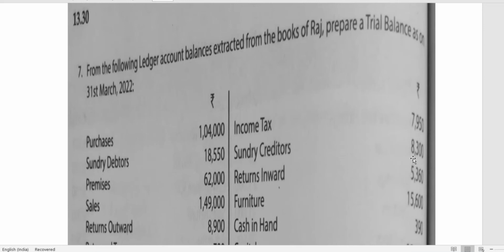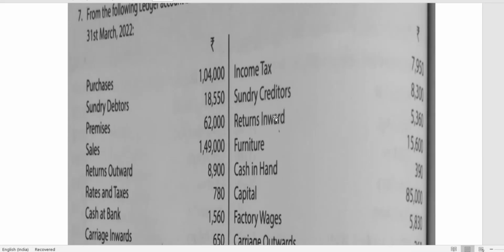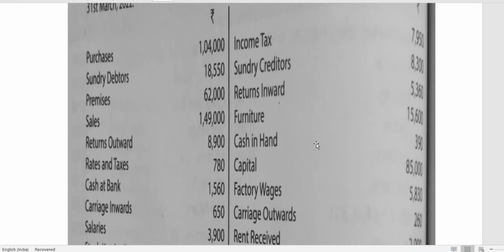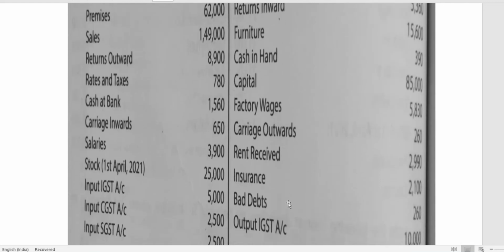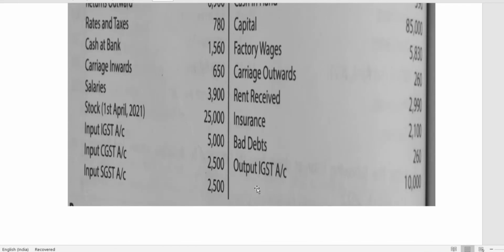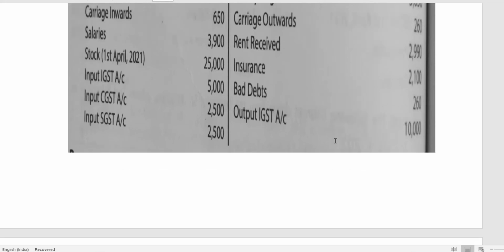Sundry creditors is a liability, credit column. Return inward means sales return. Sales we show in the credit column, so sales return will be written in the debit column. Furniture, asset, debit column. Cash in hand, asset, debit column. Capital, credit column. Factory wages, expense, debit column. Carriage outward, expense, debit column. Rent received is an income, so credit column. Insurance, expense, debit column. Bad debt is also an expense, debit column. Output GST, whatever amount is there, will show in the credit column.